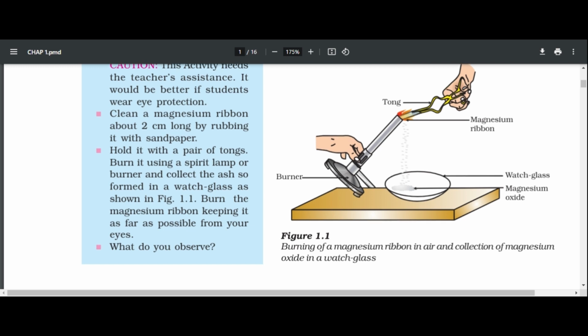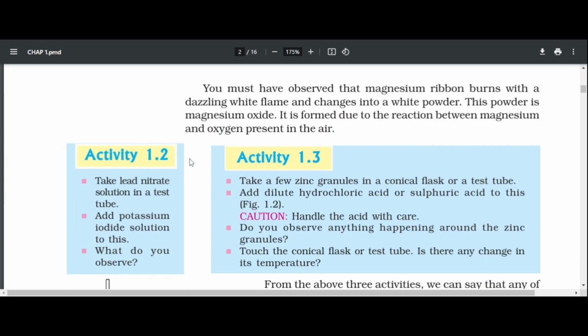What do you observe? You must have observed that the magnesium ribbon burns with a dazzling white flame and changes into a white powder. This powder is magnesium oxide. It is formed due to the reaction between magnesium and oxygen present in air.